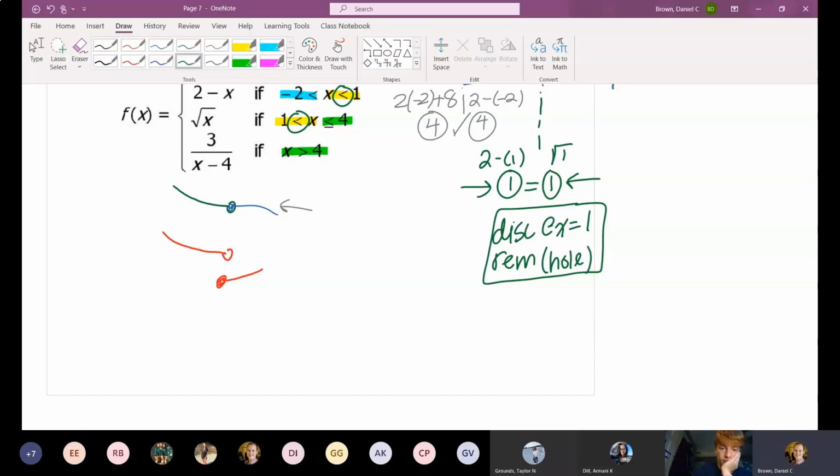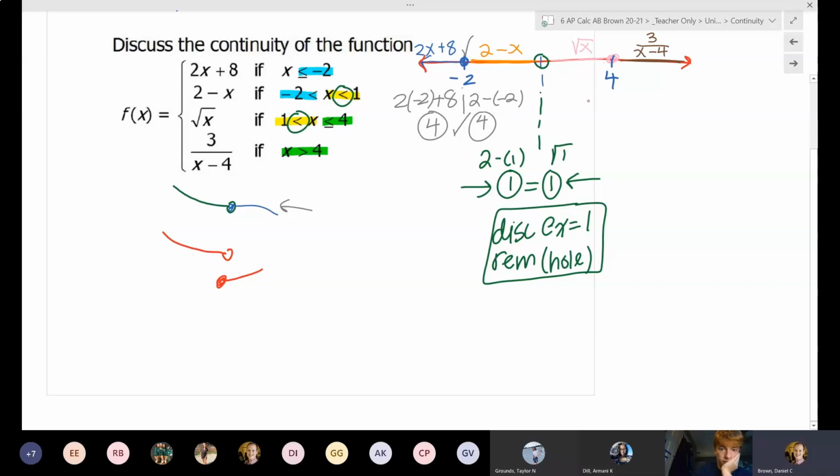So then at 4, coming in from the left, it's the square root of 4. Coming in from the right, I have 3 over 4 minus 4. Well, the square root of 4 is 2, and from the right, we have 3 over 0, which we know is undefined. So Armani, I think this will answer your question. This 3 over 0, what's actually happening on the graph at 4 for the very last function? Is it a vertical asymptote? It's a vertical asymptote. So this one would also be discontinuous at x equals 4, but it would be a non-removable one because we do have an asymptote at this location.